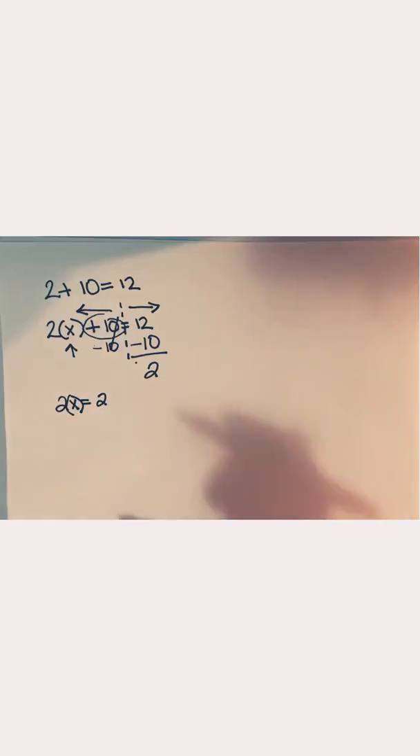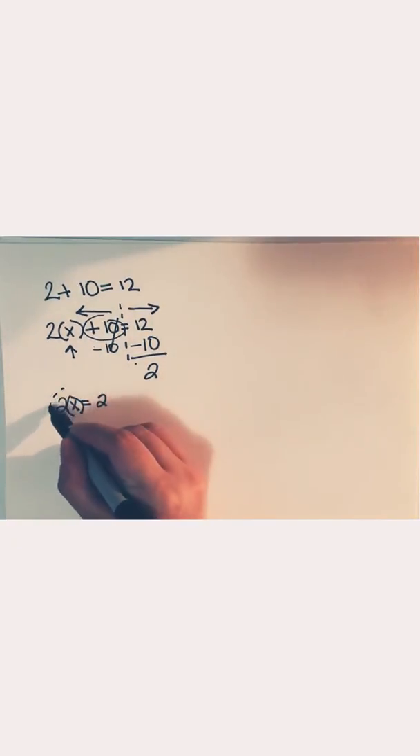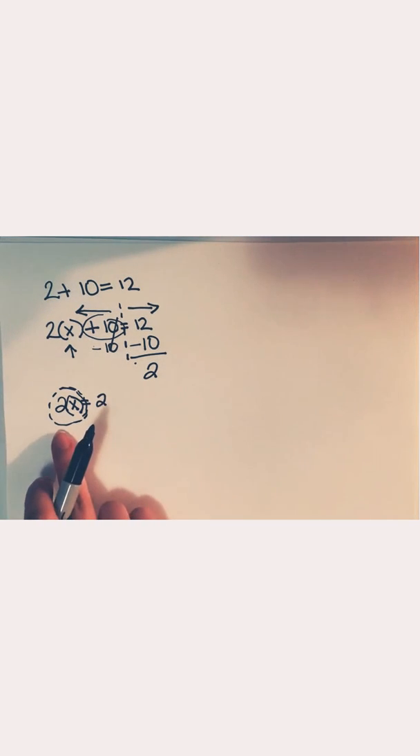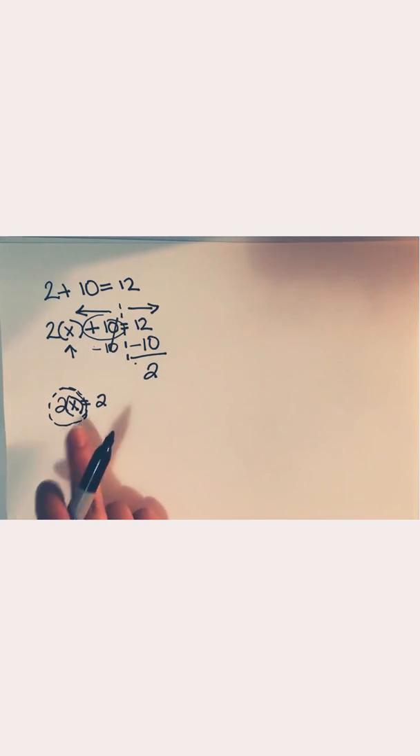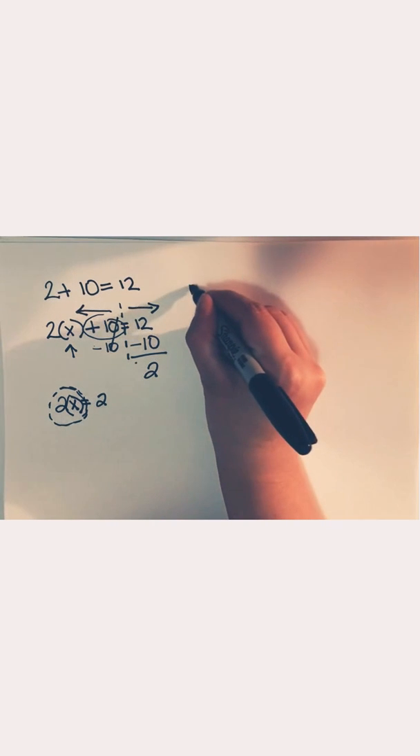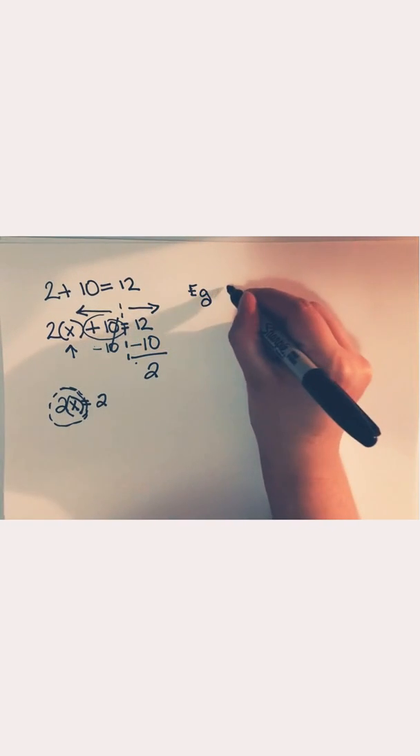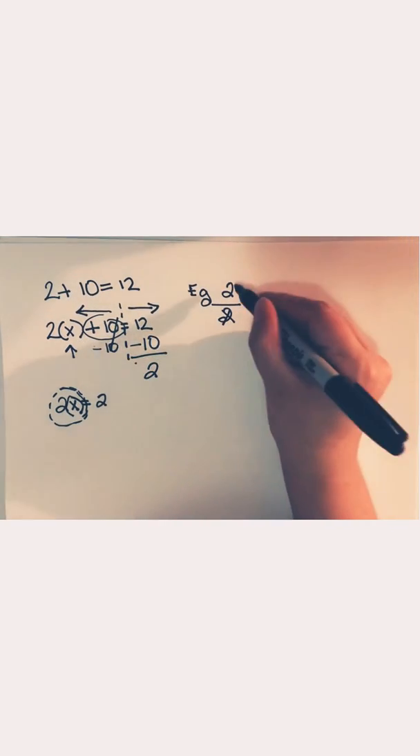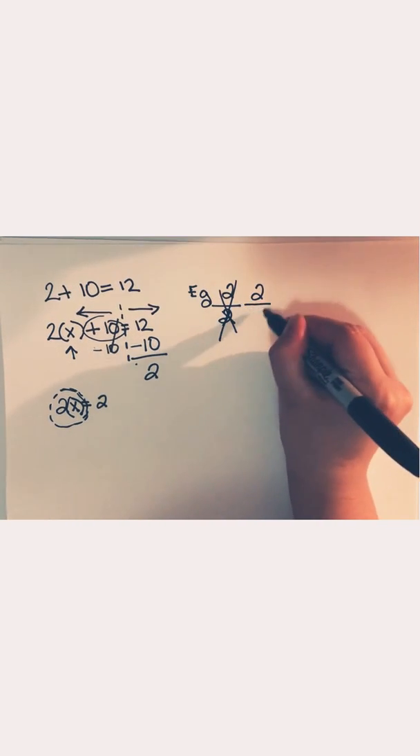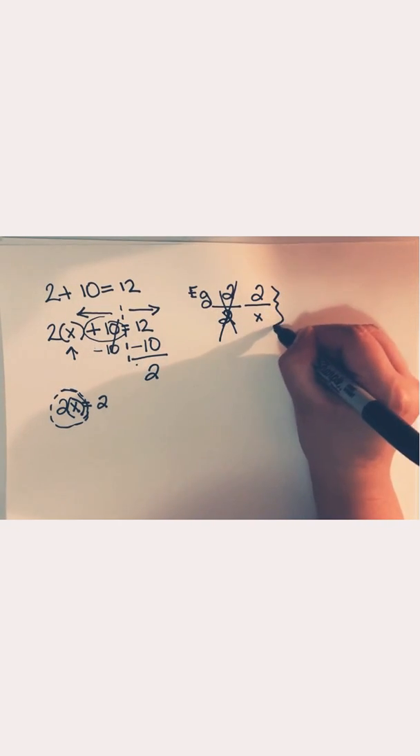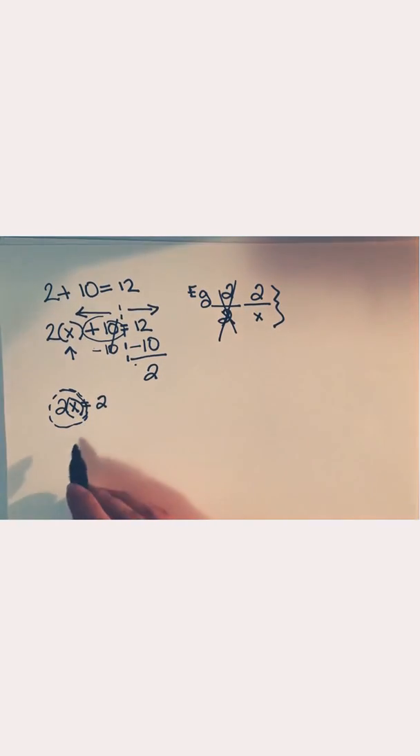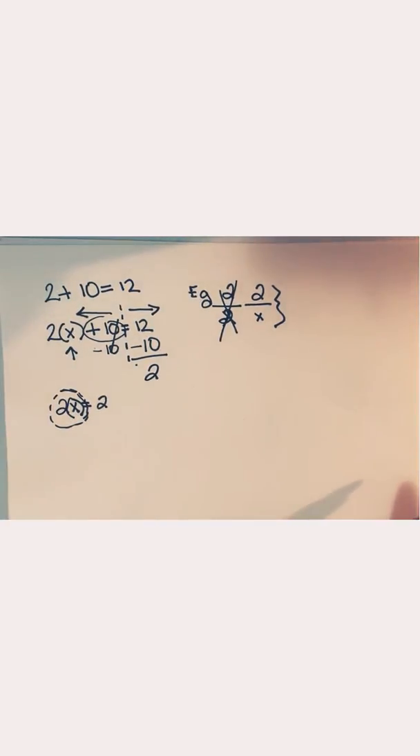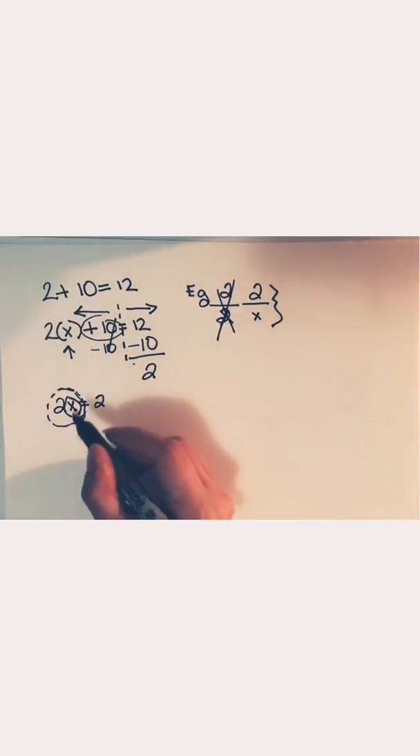Now, we still don't know what x is. We're trying to isolate the x. The 2x, this is a multiplication happening between the 2 and the x, right? Because, for example, if you had 2 divided by x, this is clearly a division. But here, this is a multiplication. So how do you get rid of a multiplication? You divide.